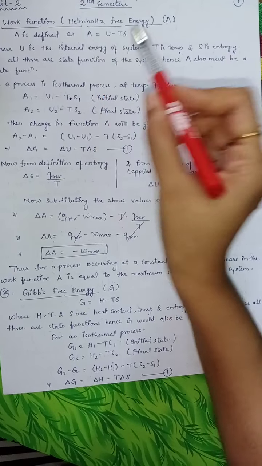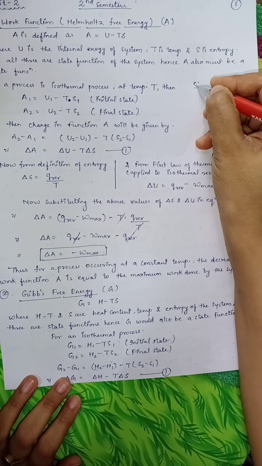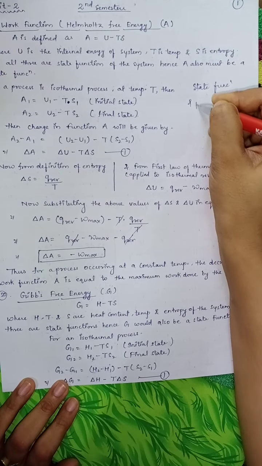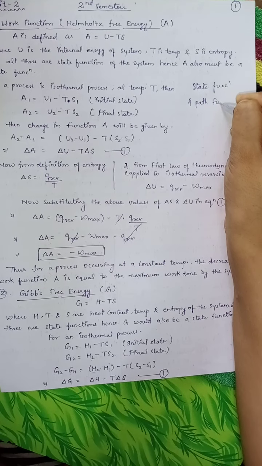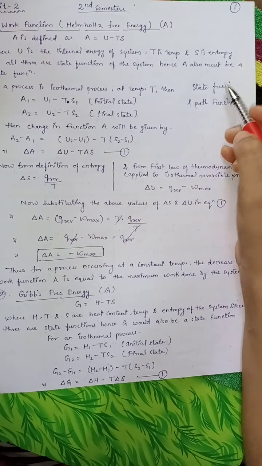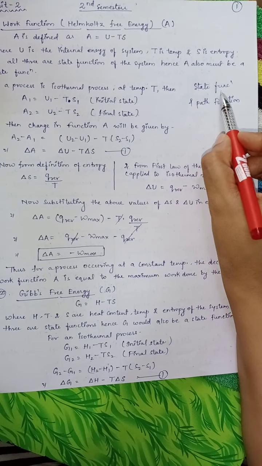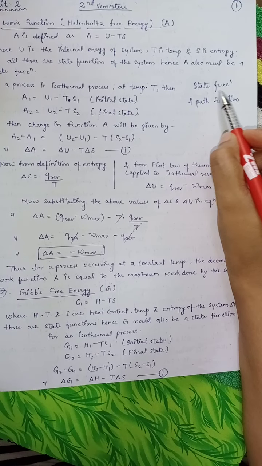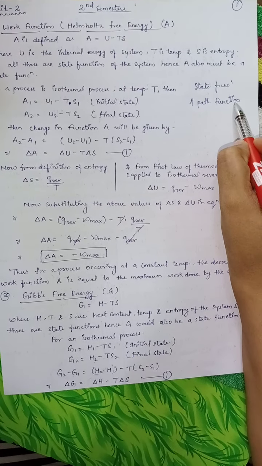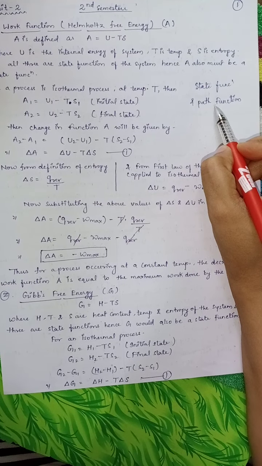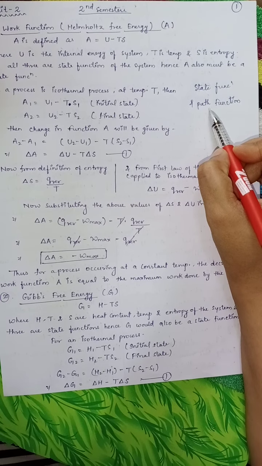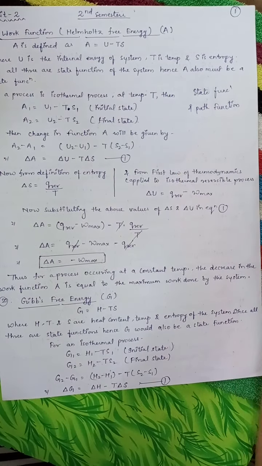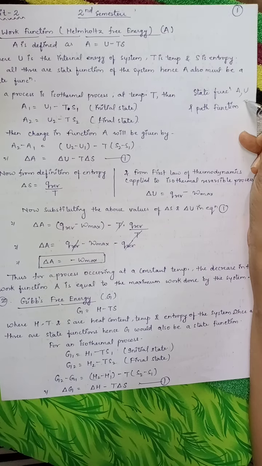Now I must tell you one thing. How will you differentiate between state functions and path functions? If I ask you, you will definitely answer: state function means any function which depends on the initial and final state of the system. And what do you mean by path function? Path function means which depends on the path of the reaction. So what is the trick?